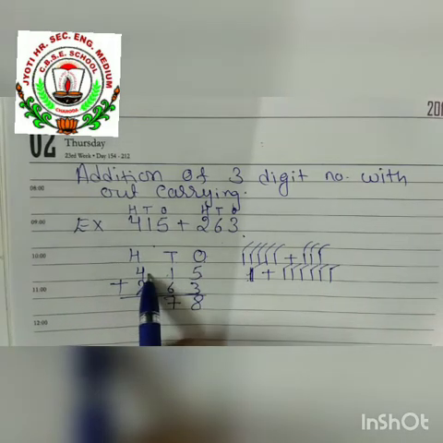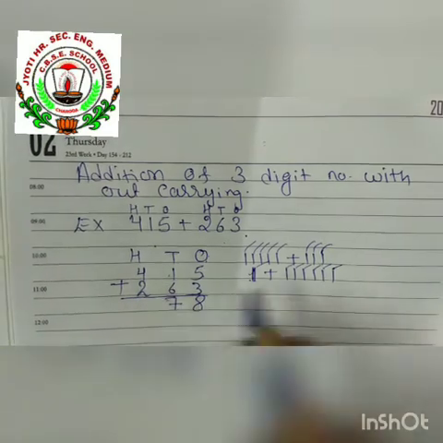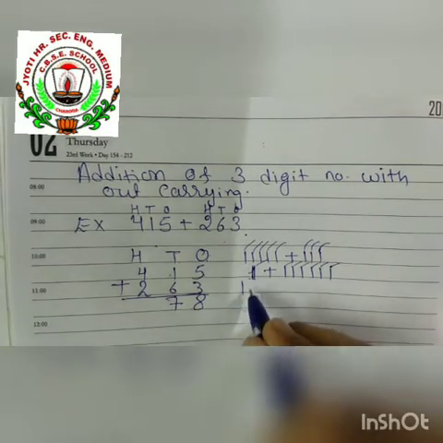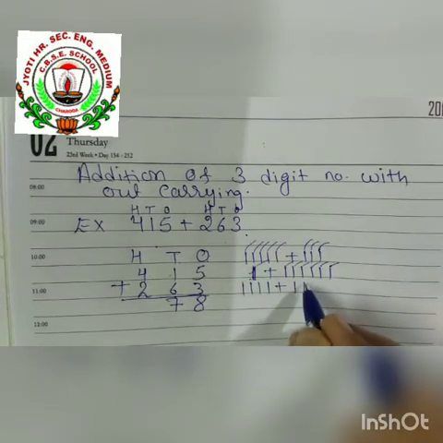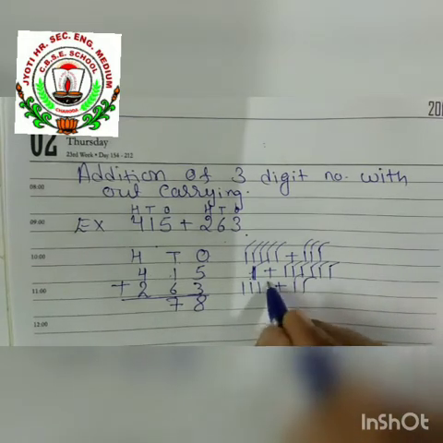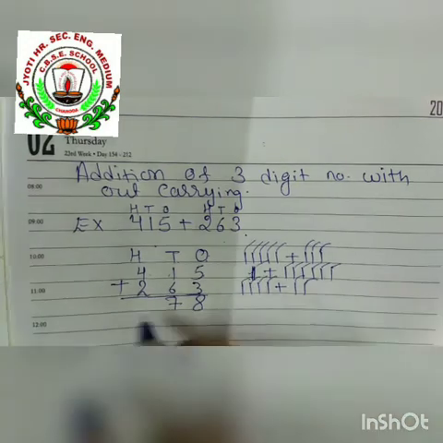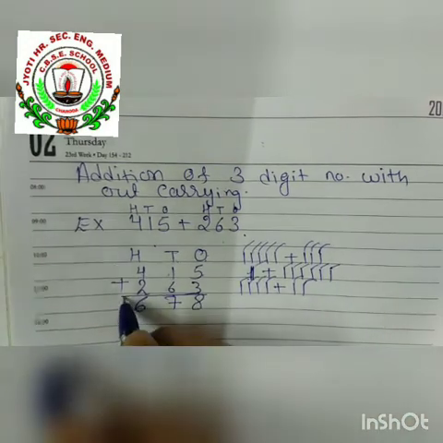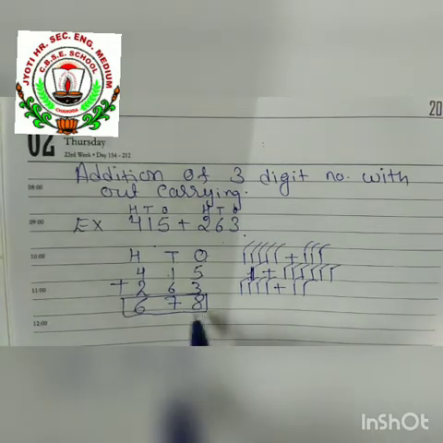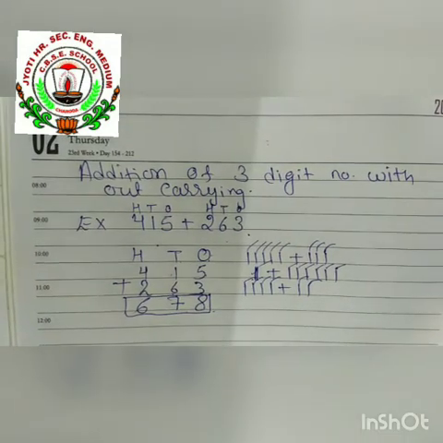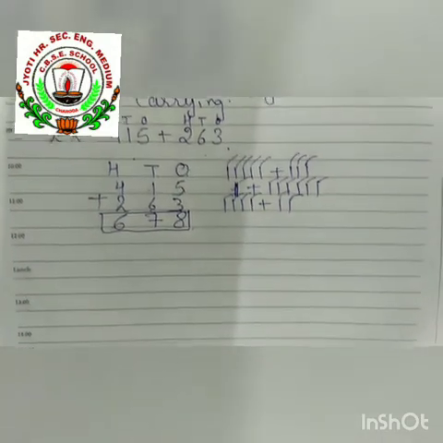Which number is written in the hundreds place? 4 and 2. So, first we will draw 4 lines. 1, 2, 3, 4. Next, we will draw 2 lines. 1, 2. How much did we get? 1, 2, 3, 4, 5, 6. So, 4 plus 2, how much did we get? 6. So, in total we got 678. This is how we do the addition of 3-digit numbers without carrying.